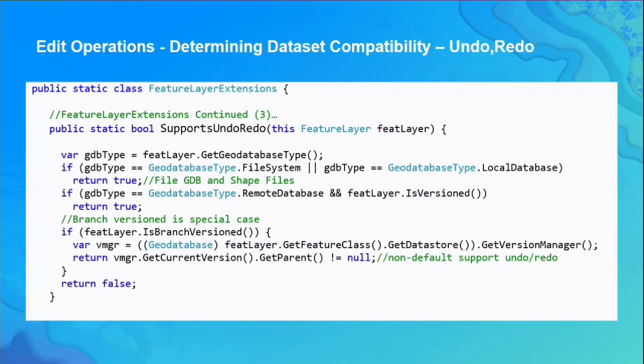And then last but not least, is something undoable or redoable? We get the geodatabase type. Okay, these are all the types that Sean mentioned. So if it's a file system, that's shape, whatever, or file GDB, yes, it does. Is it enterprise and versioned? Yes, it does. Special case, branch versioned. Branch version does support undo, redo, unless it's the default version. So this code is checking if it's branch versioned. If it's the default version, the answer is false, otherwise true. Okay? All right. So that's it. And we'll open it for questions.